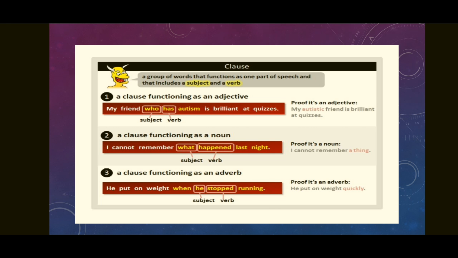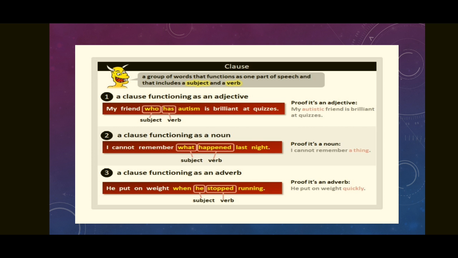My friend who has autism is brilliant at quizzes. Who is a subject. Has is a verb. This is the quality of that person which is described in the sentence. My autistic friend is brilliant at quizzes.